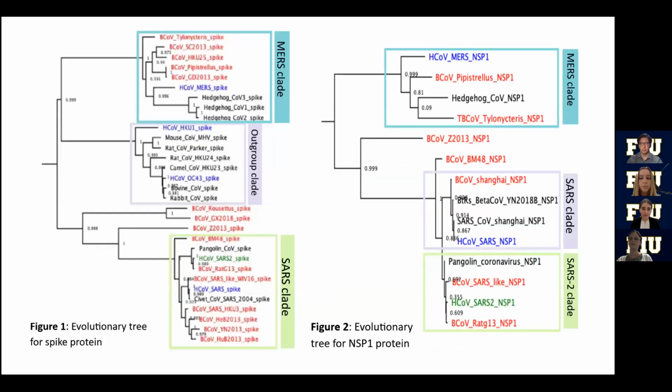Phylogenetic trees for NSP1 and spike were divided into three clades: MERS, SARS, and outgroup. In both trees, we can see that SARS-CoV-2 belongs to the SARS clade, and it shares the most recent common ancestors with Bat CoV RaTG13 and pangolin coronavirus.